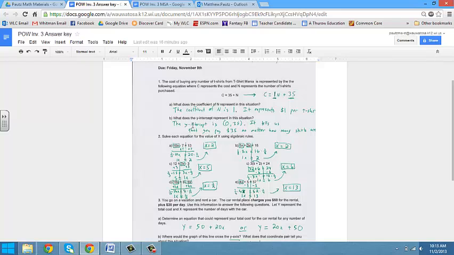What does the y-intercept represent in this situation? The y-intercept here is (0, 35), and you get that from the B in your equation. It tells us that you pay $35 no matter how many t-shirts are bought. So that's always added to the total cost.